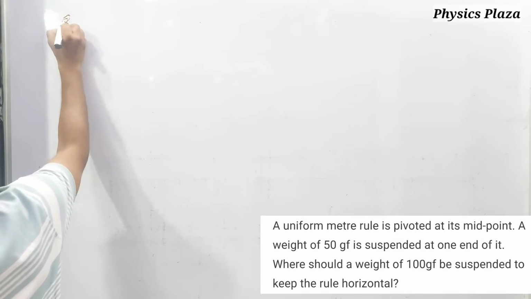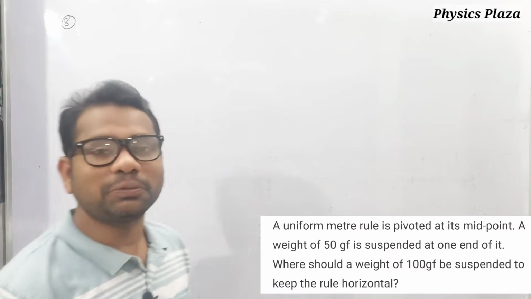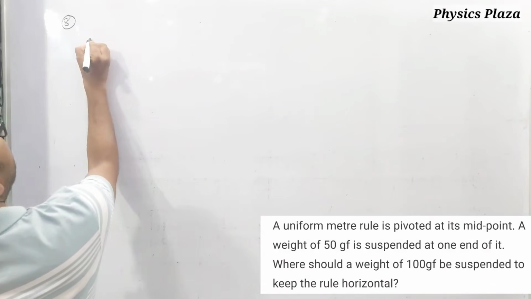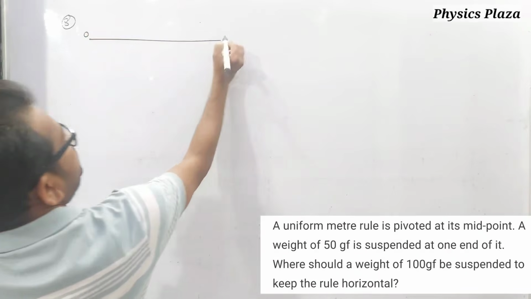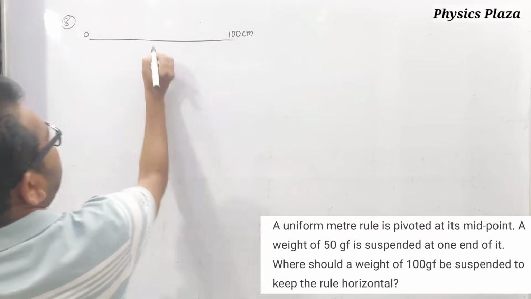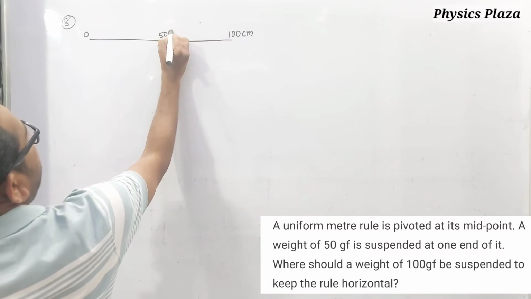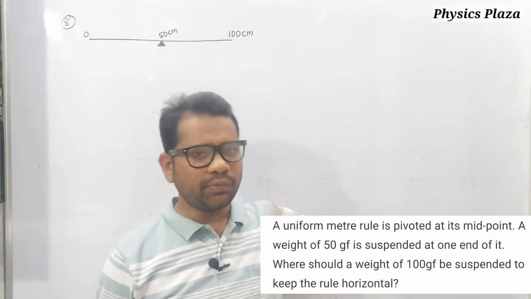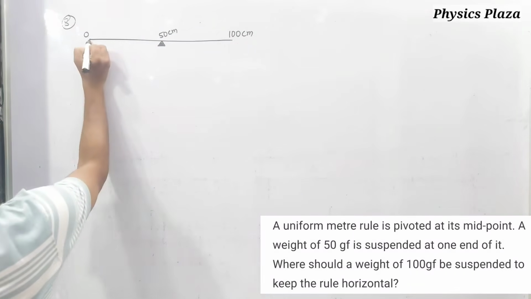Now children, let us see the 8th one. So the numerical is given on screen. Just go through it, pause the video and check the solution. Come on. So as per the question, children, it is given a uniform meter rule. Uniform meter rule means it's very clear, this is 0 centimeter, another end will be 100 centimeter. It is said that it is pivoted exactly at the midpoint, children. Midpoint means where? 50 centimeter mark. It is said that 50 gram force is suspended at one of its ends. Either you can take the left side or right side. Nothing is wrong. So let me take here.